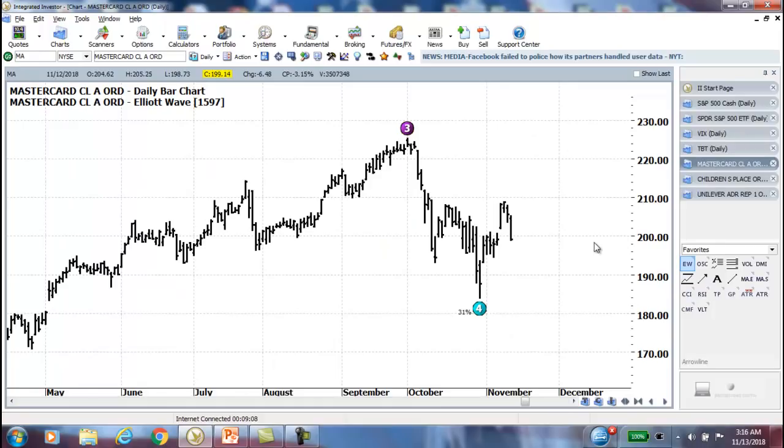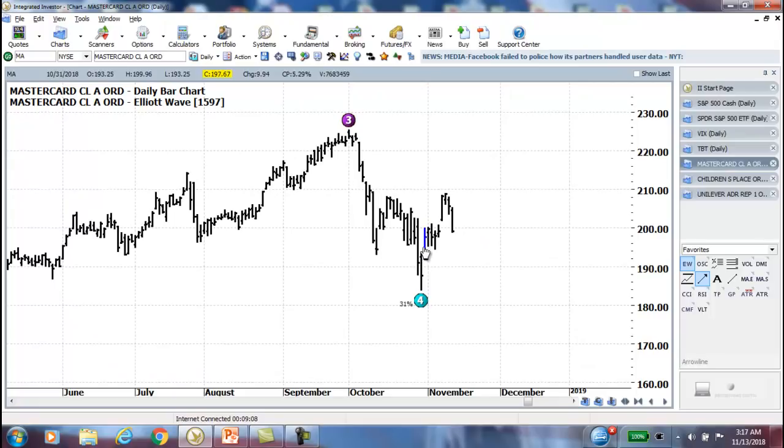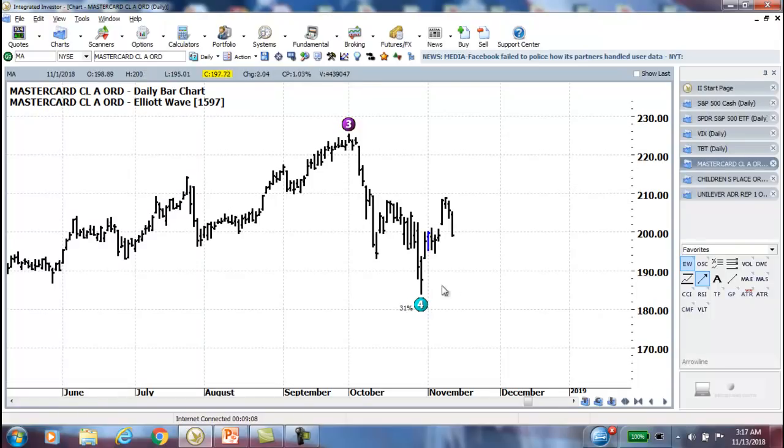MasterCard has been interesting over the week. We had a huge up day that occurred on the 7th of November, and we're in the process of maybe drifting back down to fill that gap. You can see that we did fill that gap today in Monday's trade, but we are still well off that, and it's only the early 31% fib level. We haven't even reached the 38% fib level on the wave 4.